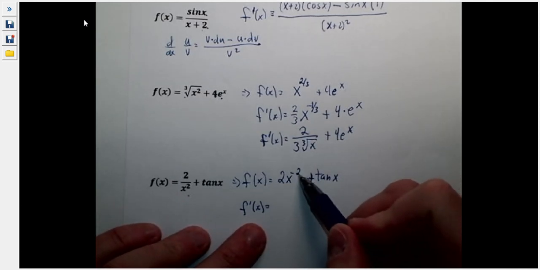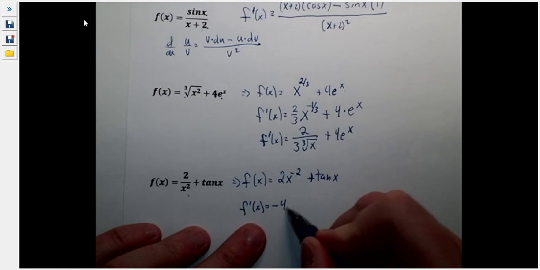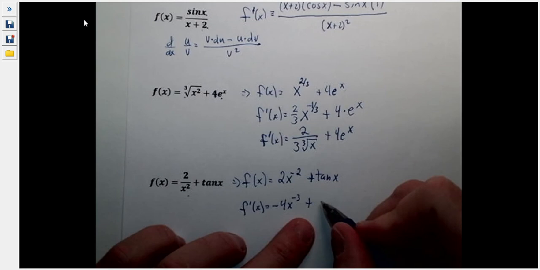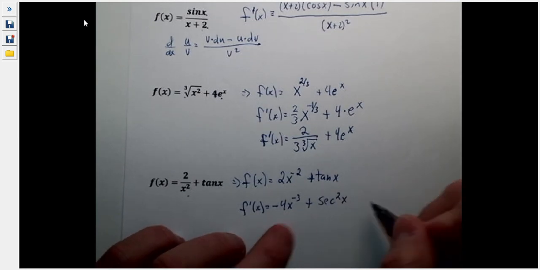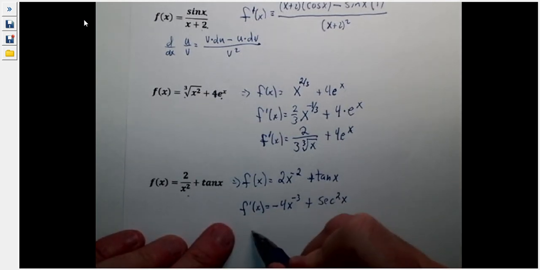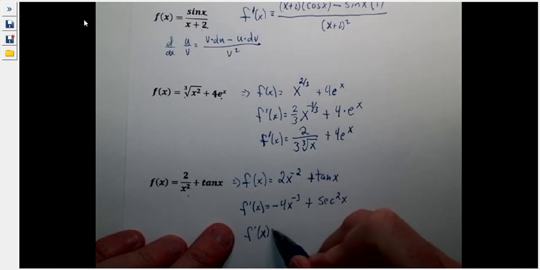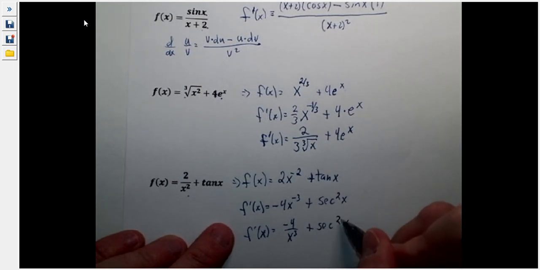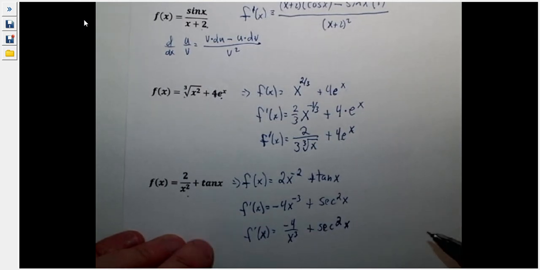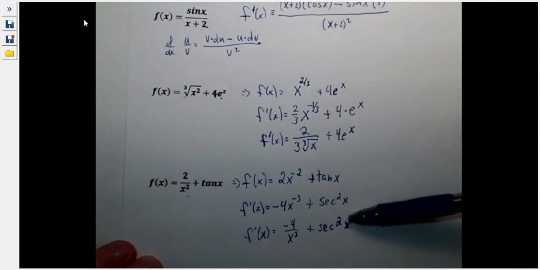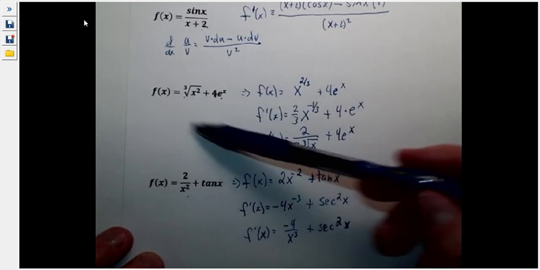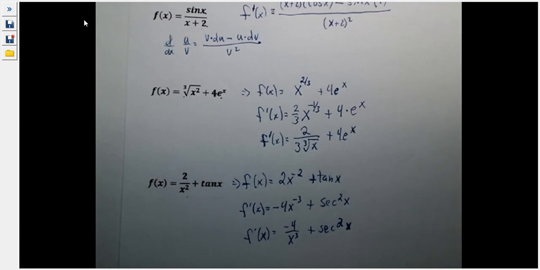So we do power rule. So negative 2 times 2, which is negative 4x, subtract 1 to the negative 3 power, plus the derivative of tangent is secant squared x. And again, simplify, we get negative 4 over x cubed plus secant squared x. So as you can see, we're starting to add in multiple derivative rules. Okay? It's not just one rule. We tend to use multiple rules in one problem. So make sure you're keeping track of all of your rules.